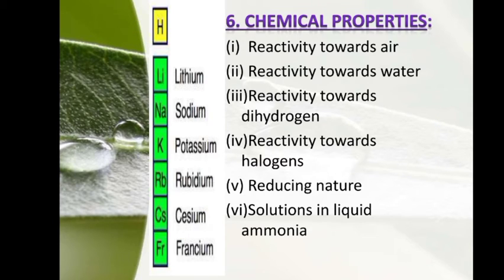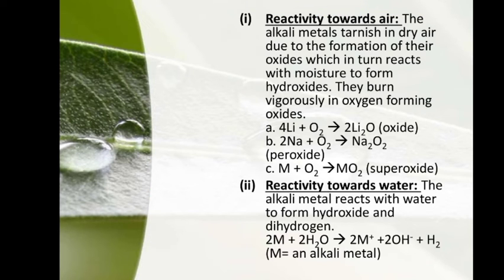Now we'll see the chemical properties of alkali metals. We'll see the reactivity towards air, reactivity towards water, reactivity towards dihydrogen, reactivity towards halogens, reducing nature and solution in liquid ammonia. We'll see this many chemical properties. First, we'll see reactivity towards air, how the alkali metals react in the air.